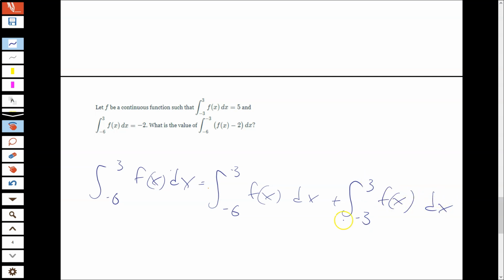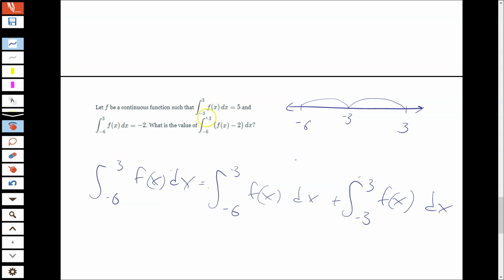Okay. So pause, make sure you understand how I got that, right? It's sort of like a number line. My first integral is from -6 all the way to 3. And then my other two integrals are from -6 to -3, and then from -3 to 3. Okay, so that's what I'm saying here. I'm saying that these two must add up to the whole line.